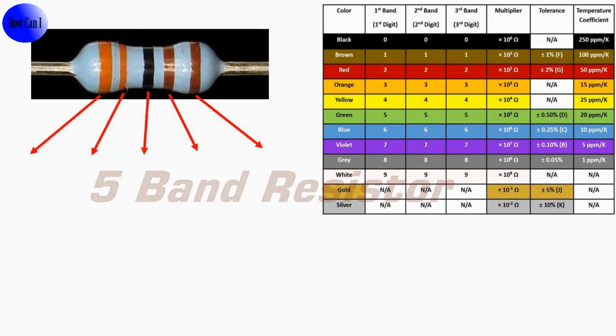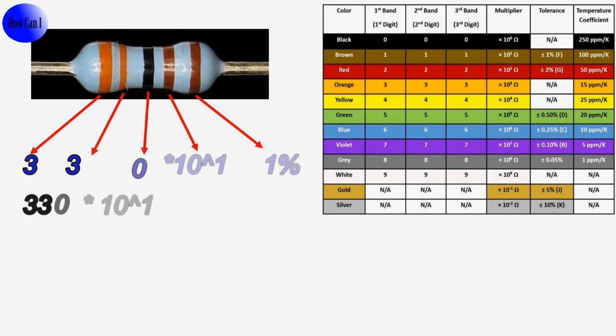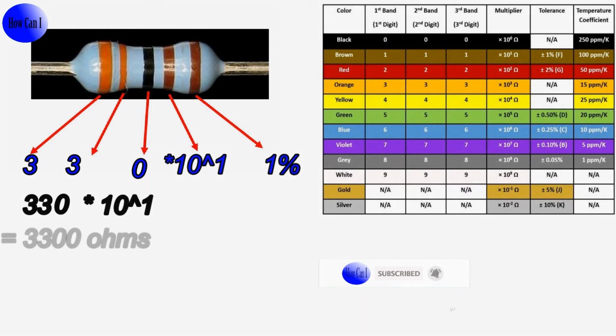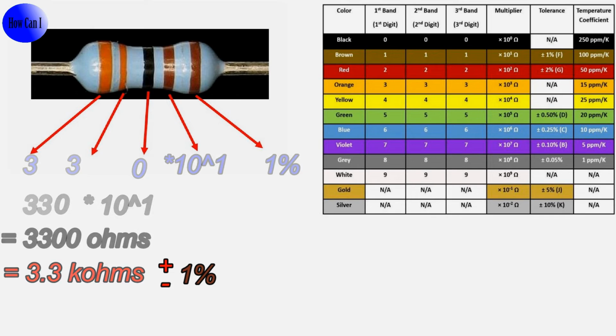5 band resistor. First and second color is orange. Third color is black. Fourth and fifth colors are brown. And fourth color is multiplier. Fifth color is tolerance band. 3,300 ohms. And divide by 1,000. The resistor value is 3.3 kilo ohms and plus or minus 1%.